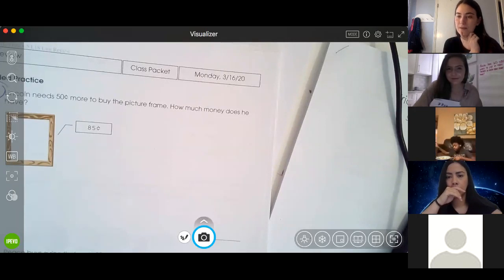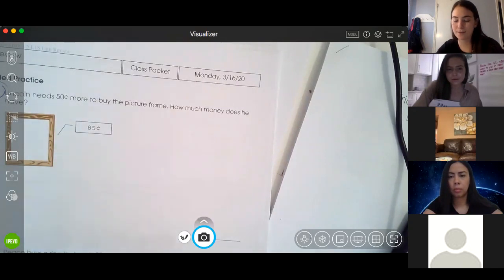The first step of the mathematician's plan is to read and interpret the question. So I'm going to read this question and think, what is this question asking me? What's happening in this question? So I can think of a plan to solve. So listen carefully as I read the first question. It says, Lincoln needs 50 more cents to buy the picture frame. How much money does he already have?